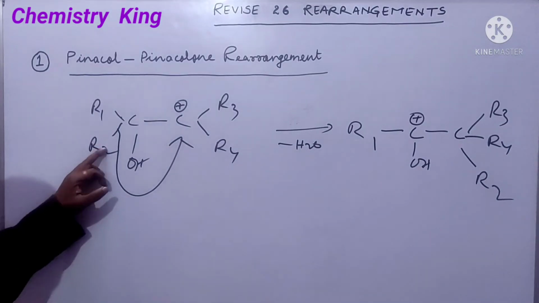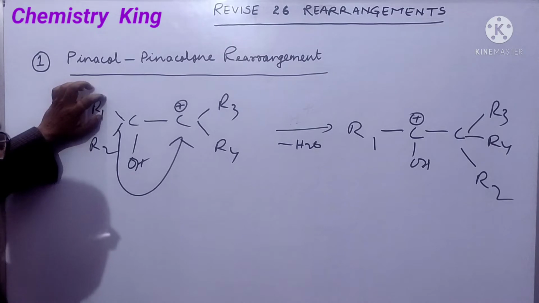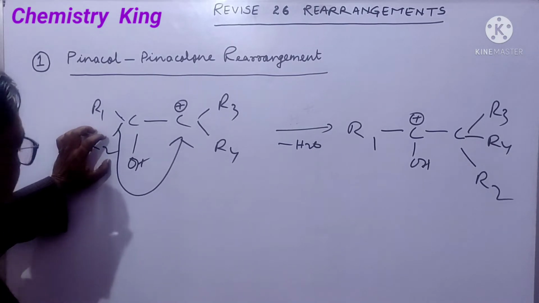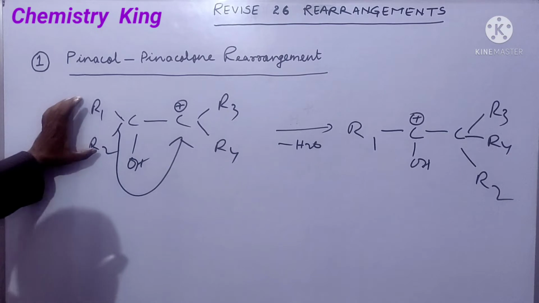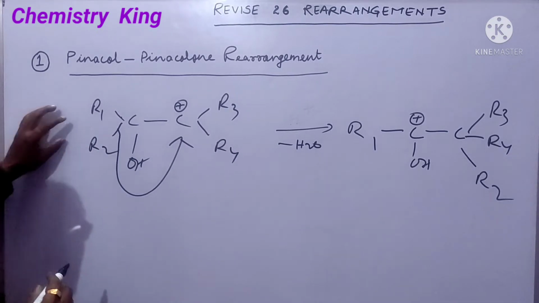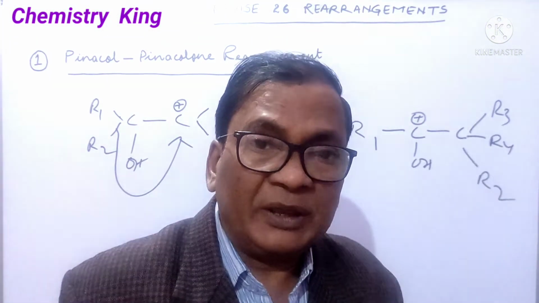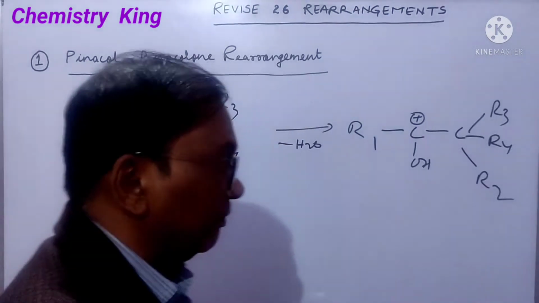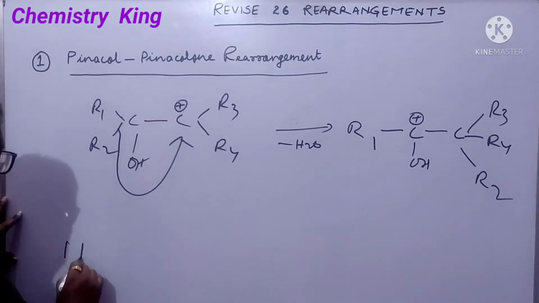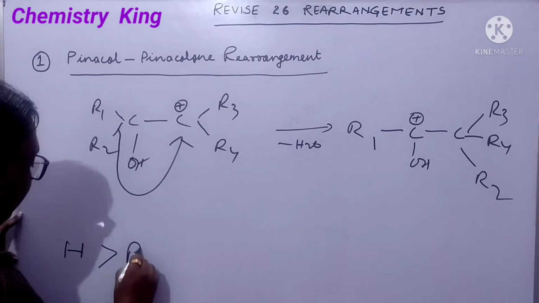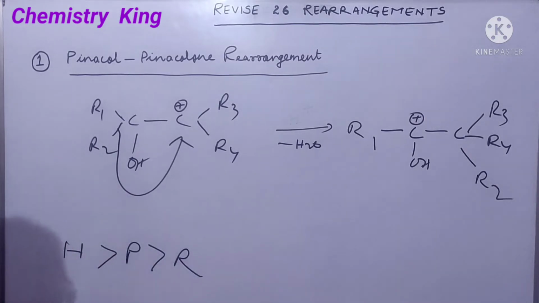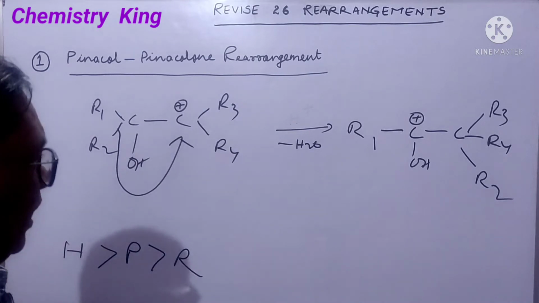Now the second question arises here, whether this R1 will rearrange or this R2 will rearrange. Then you have to decide on the basis of, friends, the group having more electron density will migrate first, and for this a trick is हमारा प्यारा राज्य. Order of migration, migratory aptitude, is this. It has the most migratory aptitude. Second is phenyl and third is alkyne.